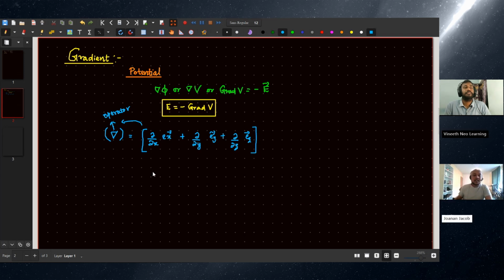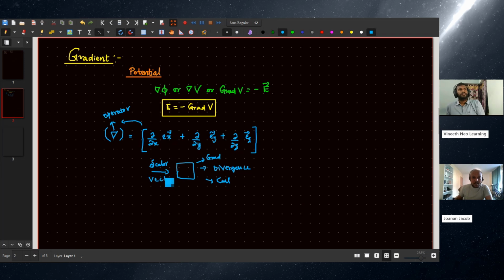You can think of this as a machine. This machine can take a scalar or a vector as an input, and it has different modes. One mode is gradient mode. Another mode is what we call divergence mode, another mode is curl mode. Depending upon this, it will take different input, a scalar or a vector, and spit out their own vectors or scalars.